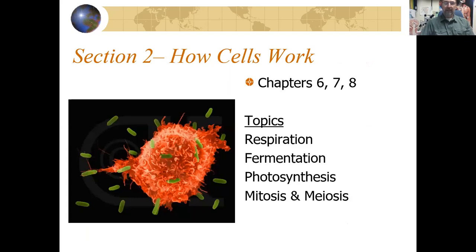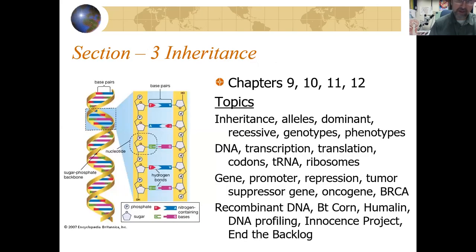Okay. The second section was really on how cells work. Okay, we talked about the chemical reactions of cells, aerobic, anaerobic or fermentation, photosynthesis, making energy from sunlight. Then we talked a little bit about mitosis and meiosis, but I think I might have moved that back, so I can't remember. But okay, then the third section, that was the inheritance section.